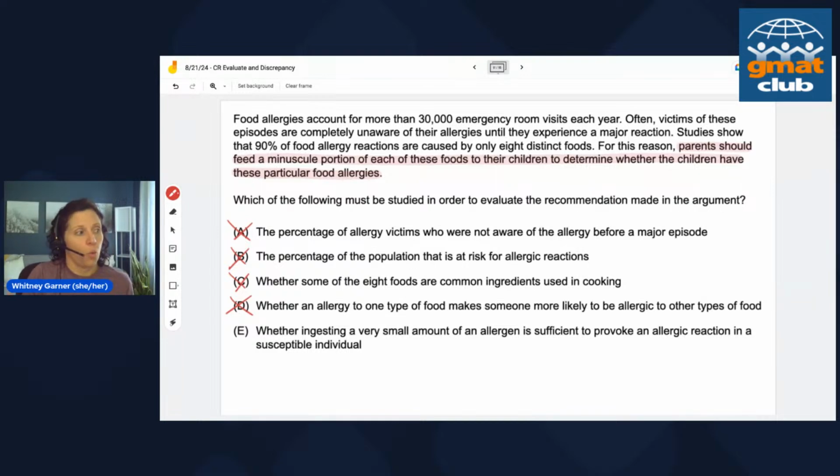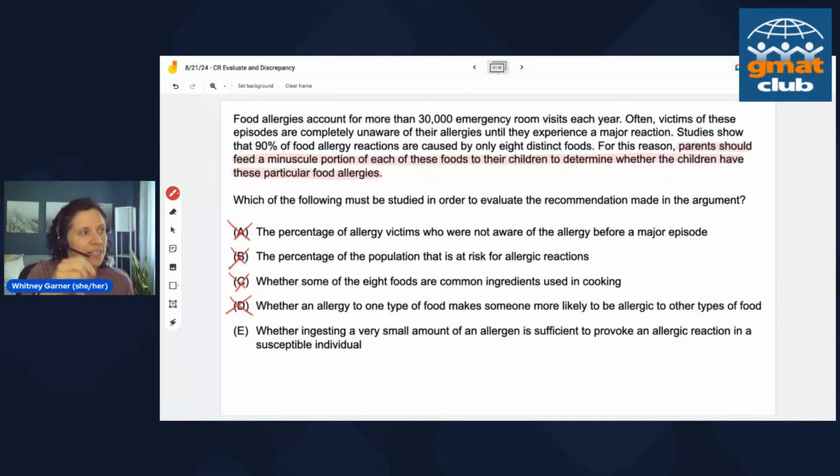However, what if a very small amount of an allergen is not enough to provoke an allergic reaction? That the only way to provoke an allergic reaction is to actually eat some strawberries or eat some peanut butter. Well, then this plan is not going to work. Parents waving a peanut in their face won't set off a reaction, and now they might think that their kid isn't allergic to peanuts. Exactly.